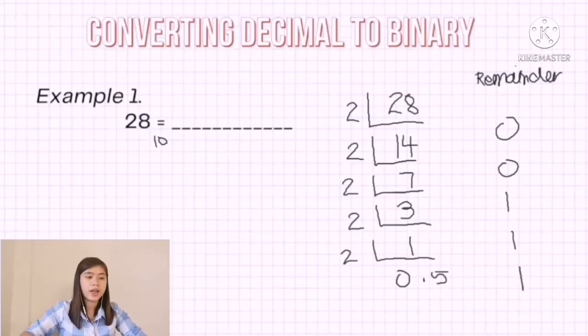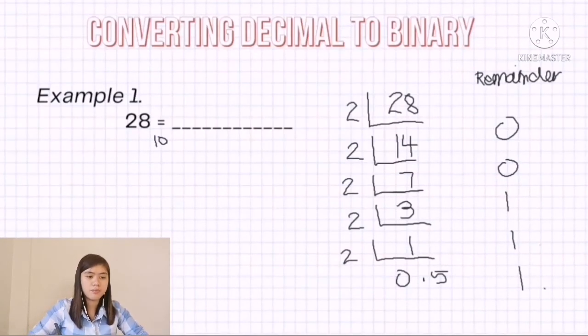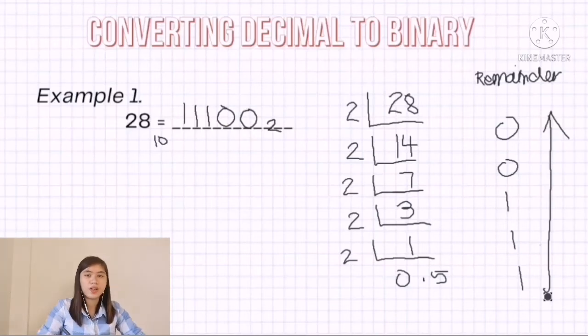Okay, now we are going to write these remainders from bottom to top. And this will be the binary equivalent. So can you dictate to me the binary equivalent? Okay, first we have 1, 1, 1, 0, 0 with the base number 2. So the binary equivalent of the decimal number 28 is 11100.